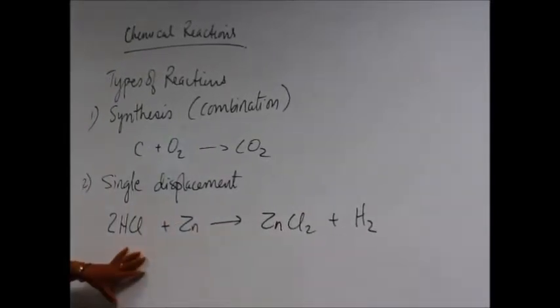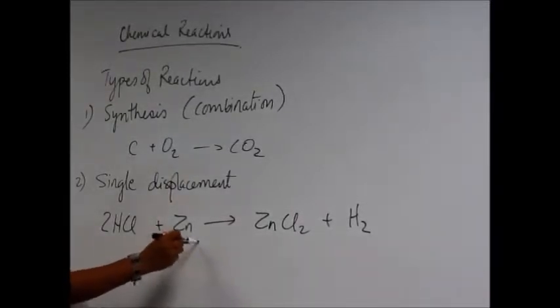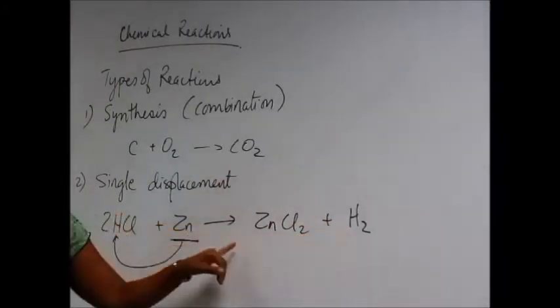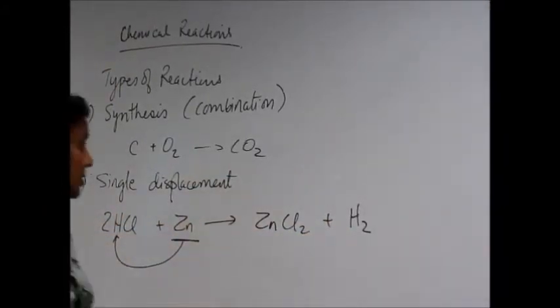So this is what we call a single displacement. How is it a single displacement? Here is a single chemical, which is zinc existing by itself. And in this reaction, it displaced hydrogen. So then hydrogen is by itself now, and zinc is combined with chlorine over here. So this is a single displacement.